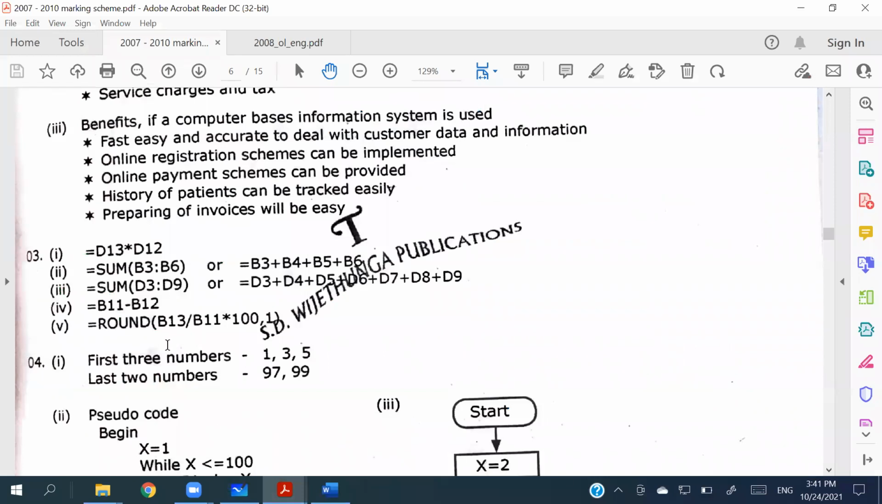So anyway, the percentage is calculated like B13 divided by B11, that is the income, into 100%, right? So that gives you the calculation. Rounding that particular figure to 1 decimal point, we use the round function, which is not in your syllabus, right? So you can take those 2 marks, right? And just see how many you got out of 10.